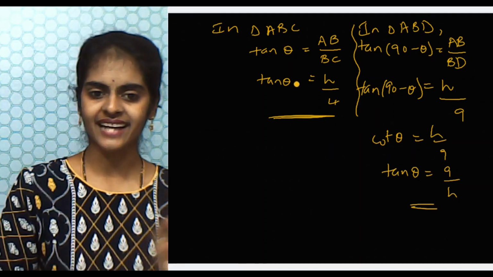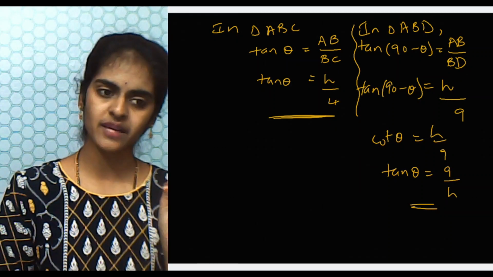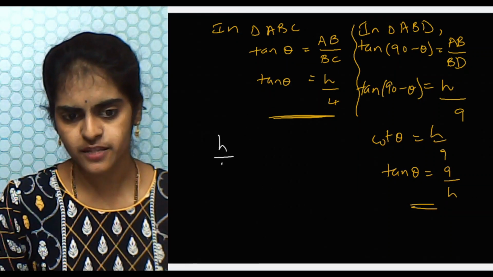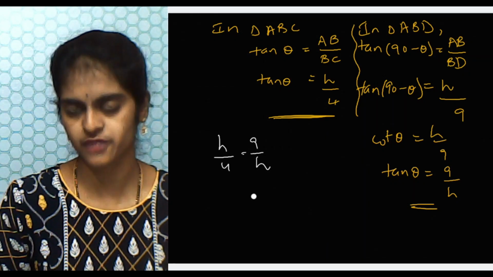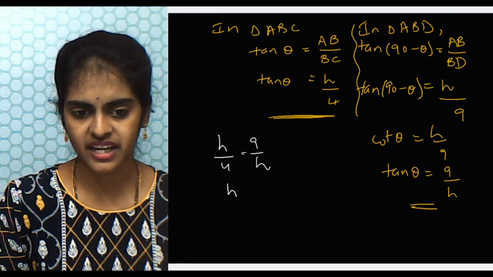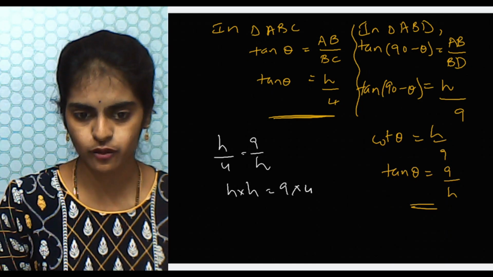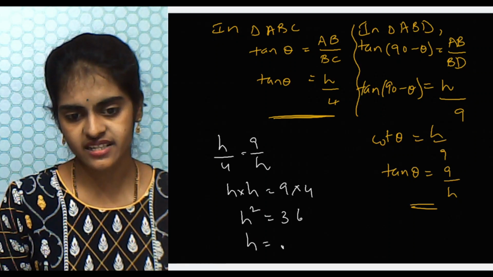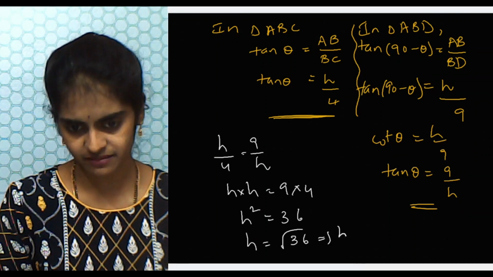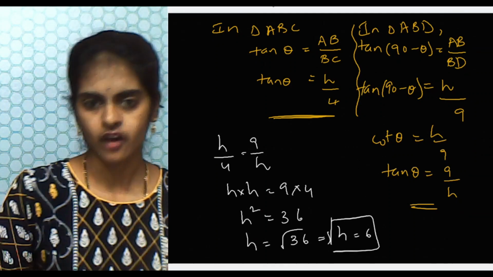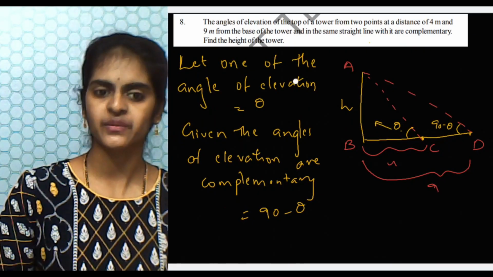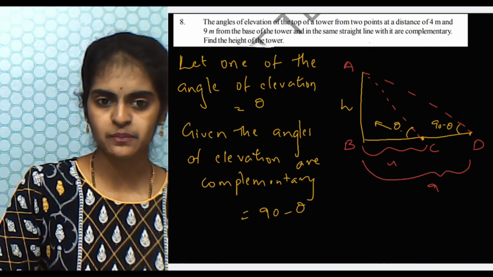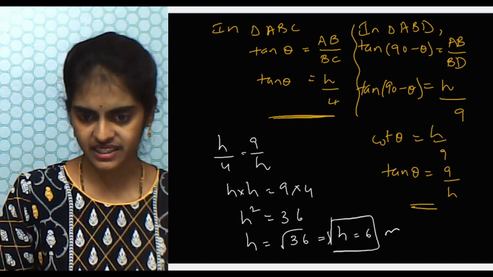So tan theta is h by 4 and tan theta is 9 by h. So you have two values for tan. Can we equate them? Yes. So h by 4 is equal to 9 by h. Cross multiply, you have h into h is equal to 9 into 4. So h square is equal to 36. So what is h? h is root 36, so h is 6. So the height of the tower is 6 meters. That is what you have to find.